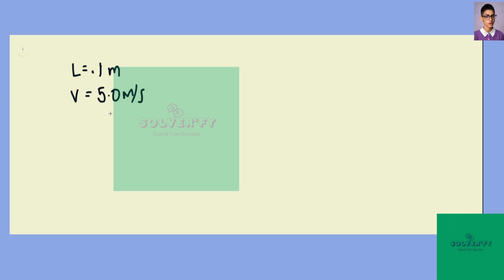So the length is 0.1 meters and the velocity is 5.0 meters per second. And the magnetic field is 1.2 Tesla. And A asks you to find the EMF. Well, it's just the product of all these. And when I put that into a calculator, I got 0.6 volts.